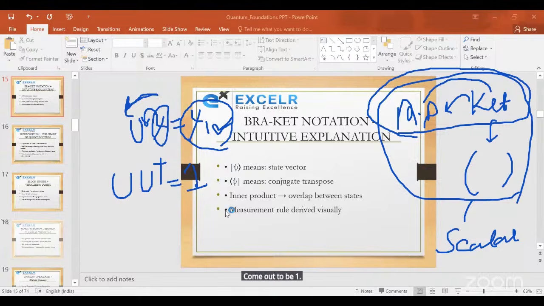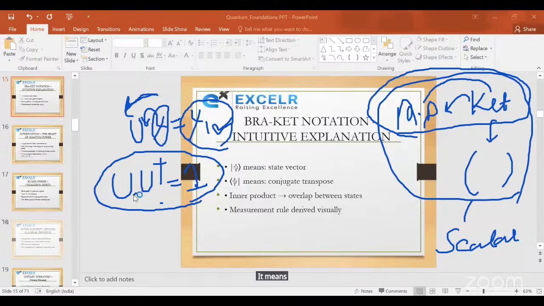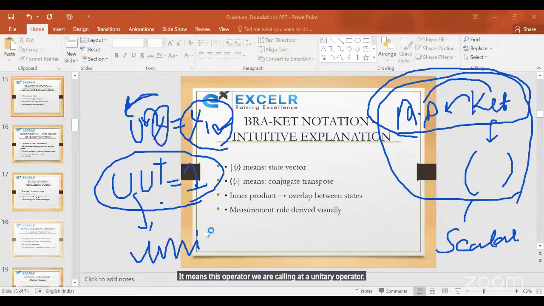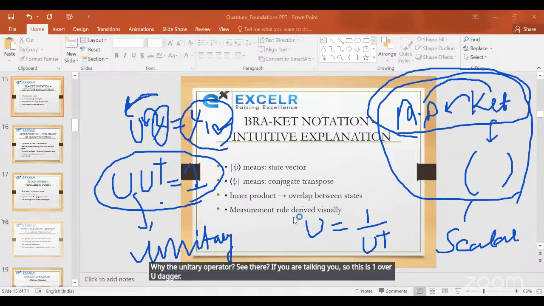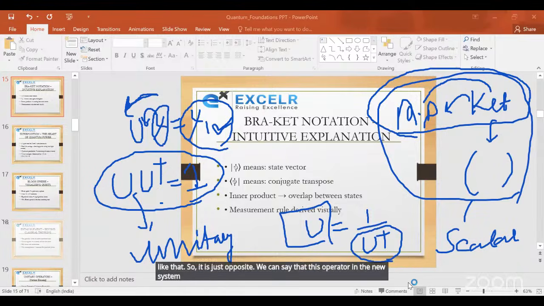So this concept is called unitary. When we have arrived at this concept, it means this operator we are calling a unitary operator. Why the unitary operator? If you are talking about U, then this is 1 over U dagger. So it is just the opposite. We can say that this operator in the new system is just the opposite.